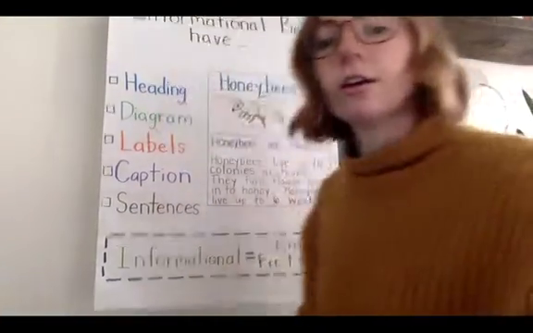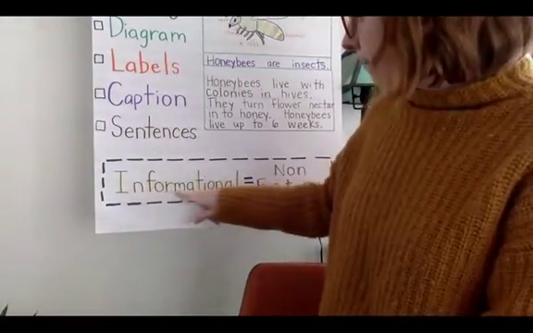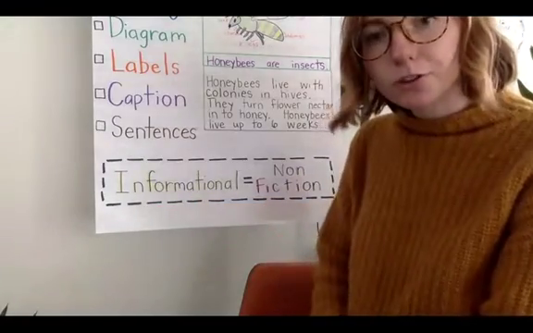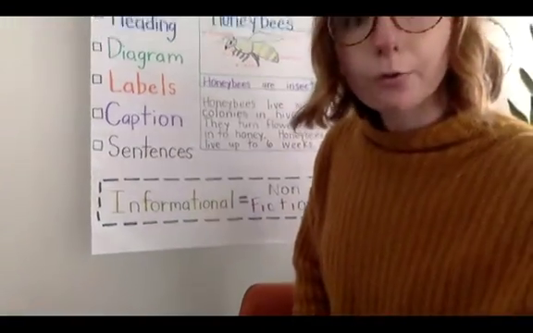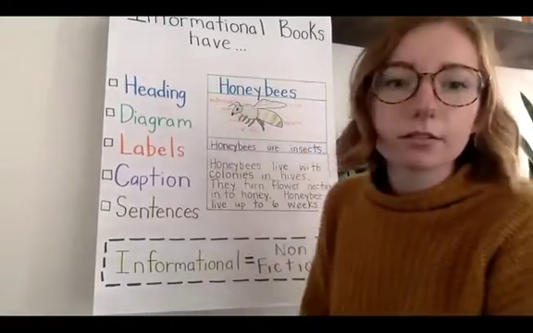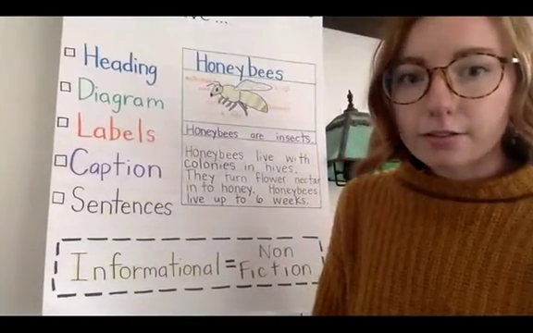You are going to write a book, a nonfiction book, to teach us about one of your favorite insects. One kind of nonfiction book is called an informational book. Informational. Information are true things that you want to know. So I wrote an informational book about honeybees. Here are the different things that my book has.